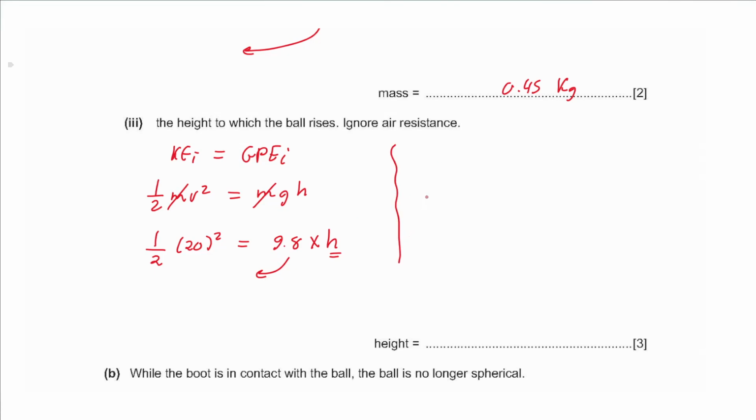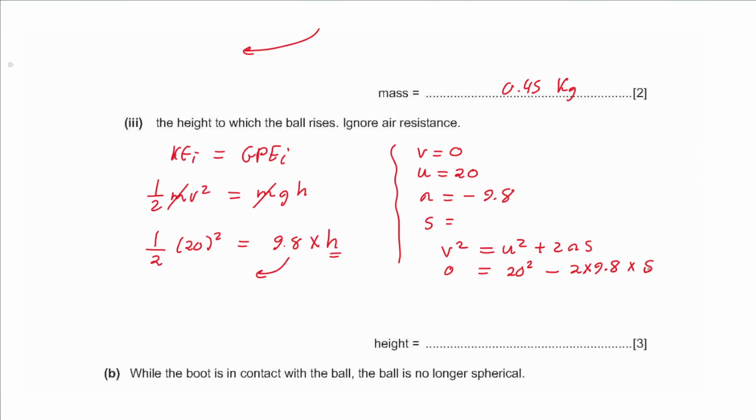Another method is to use kinematics, and we say that the final velocity at the maximum height is 0. Initial velocity from the foot of the player is 20 meters per second, and the acceleration is equal to negative 9.8, gravity acceleration, but downwards. And we need to know the final displacement, or the distance, and we use v squared is equal to u squared plus 2as. Substituting, we have 0 is equal to 20 squared minus 2 times 9.8 times the unknown distance s or h. Both methods will give a height of 20.408, so we can approximate that to 20 meters.